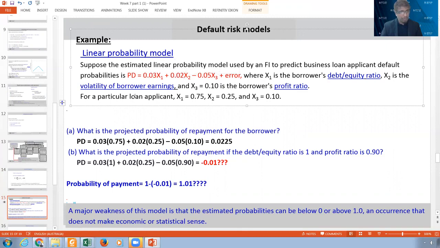So what is X2? It's the volatility of the borrower earning, which is the standard deviation. And what is X3 is actually the profit ratio. So now, when you take the balance sheet, of course, you can calculate this from the balance sheet and from the history of the volatility. And then the borrower's earning, which means the changes in the income. You can take a few years and see how volatile it is.